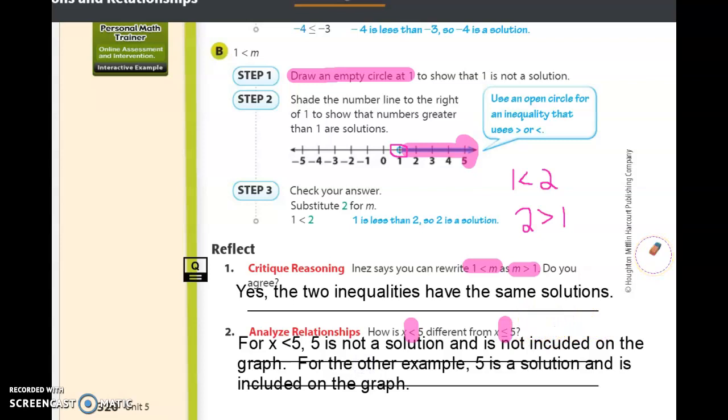So let's look at it again. For x is less than 5, 5 is not a solution and is not included on the graph. For the other example, 5 is a solution and is included on the graph. So in the first case, when we were graphing it, the 5 would have an open circle over it because it's not a solution. And the other example, 5 is less than or equal to, it would have a colored in circle because it would be included. All right, we are done with this page.